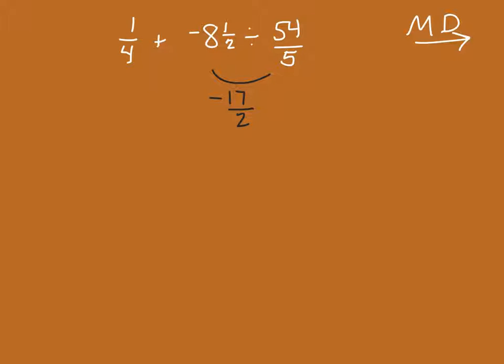Negative 17 halves divided by 54 fifths. I've got my math Macarena whenever I divide. First we will divide, keep the first, flip the second, then you multiply. Keep the top with the top and the bottom with the bottom. So when I do that, I've got negative 17 times 5.